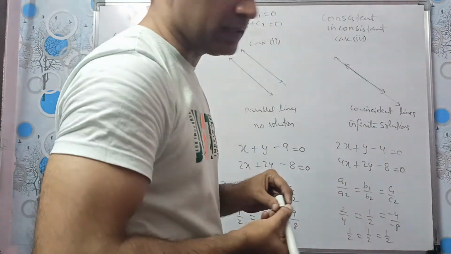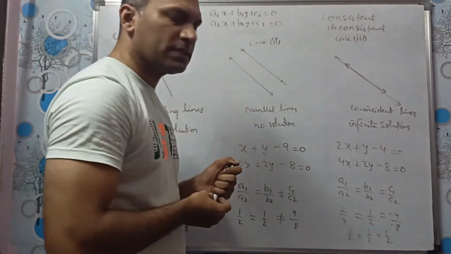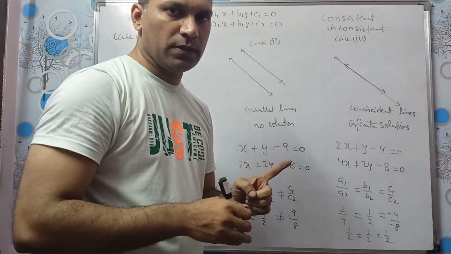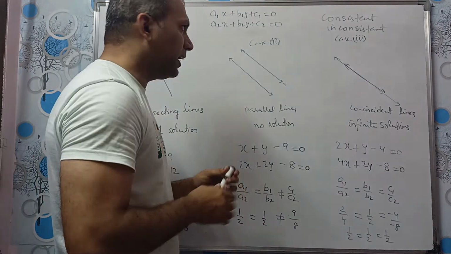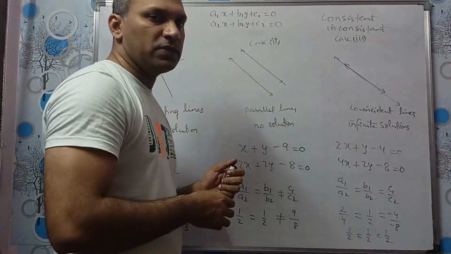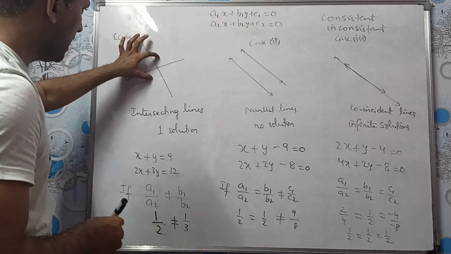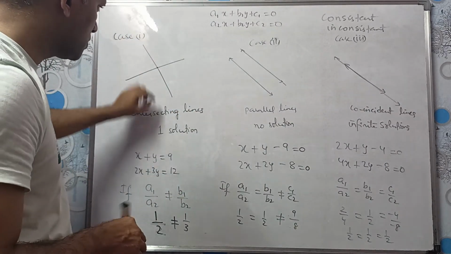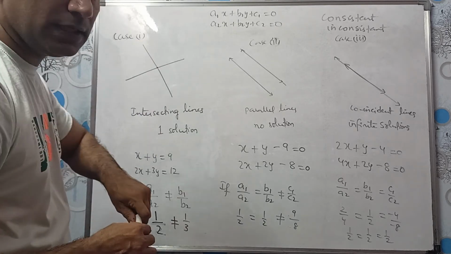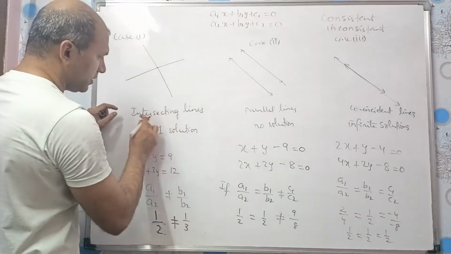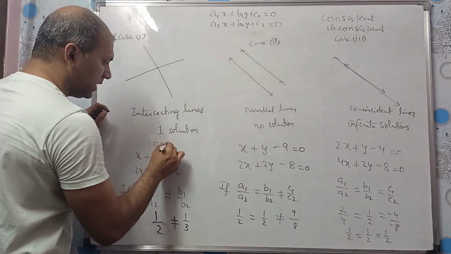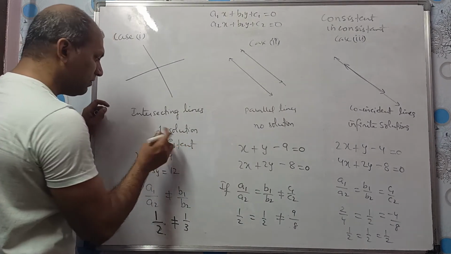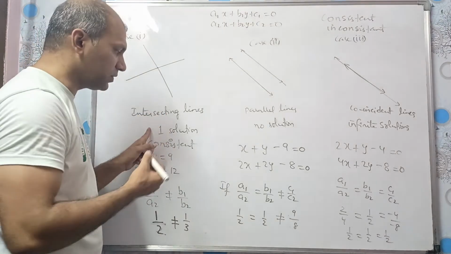Consistent lines, inconsistent lines. What do we mean by consistent? Consistent means lines should have at least one solution. At least one solution. They can have many solutions also. See, do these two lines have one solution? Yes. So can we say these two lines are consistent? Yes. So these intersecting lines are also called consistent, right? Consistent, we'll have one solution. We need at least one solution.